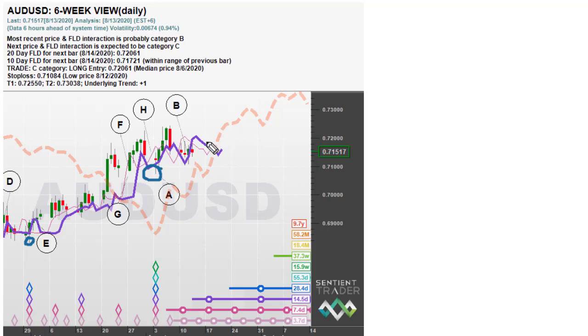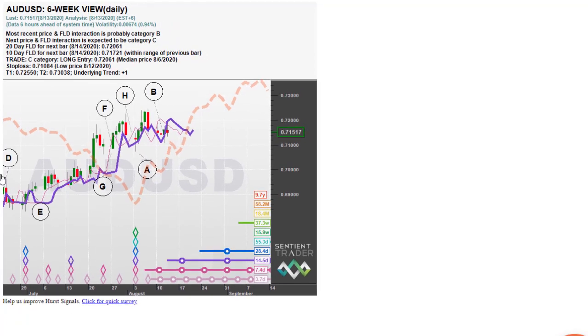And so the system that is identifying the interactions says, well, the A category interaction has to be right here, right? When it sort of dipped down intraday and then crossed back up above it. And therefore we are now, or the price I should say, is now finding support at the level of the 20-day FLD. And let me just zoom in on this chart.